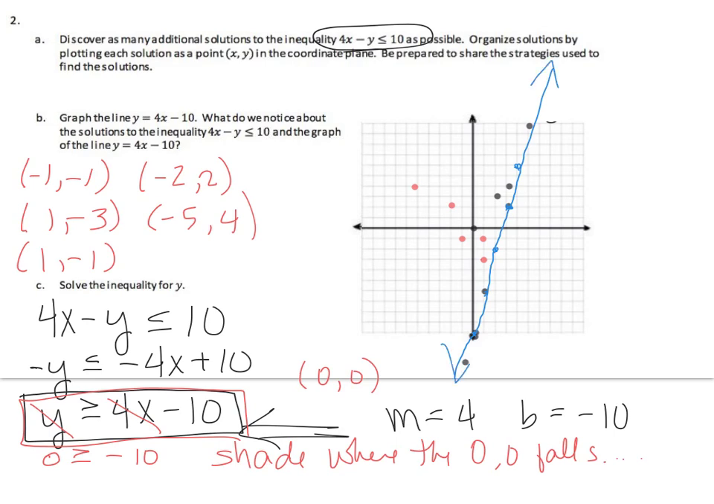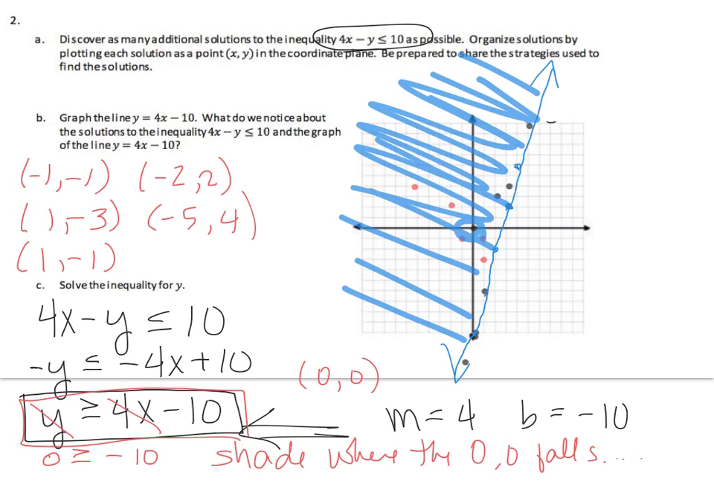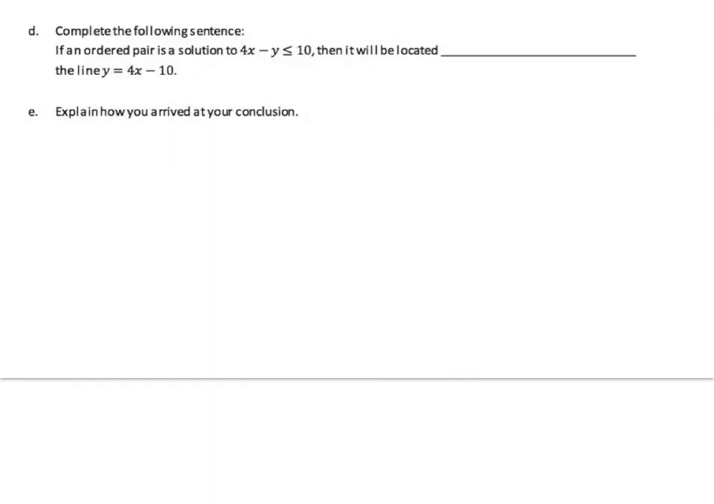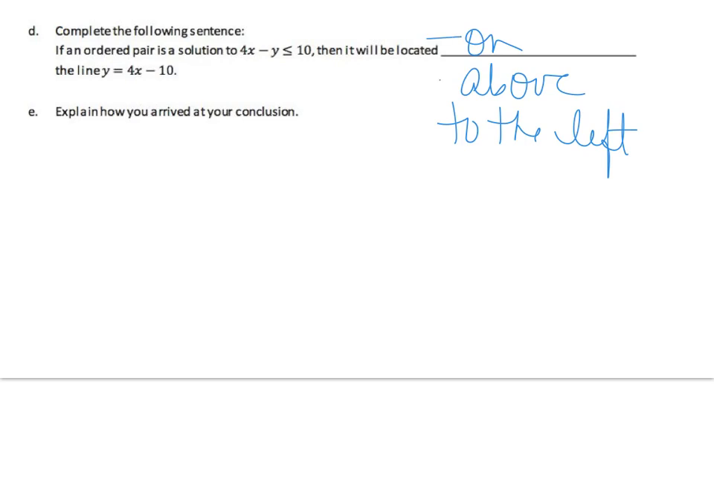And I want to shade where the 0, 0 is part of the solution. And there's the 0, 0. So I'm shading every single ordered pair in that shaded area; it is a solution to that inequality. That's what goes in your paper, on, above, or to the left. However works for you. Those are all your options.